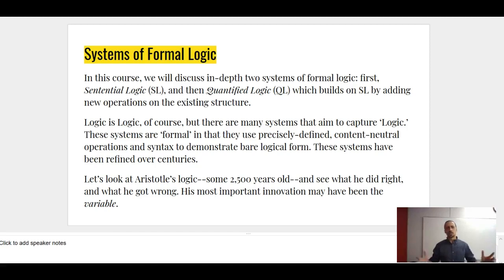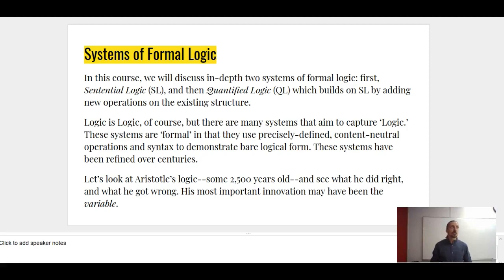Now, logic is Logic, capital L, of course. But there are many systems that aim to capture what we mean by logic. People often use logic in this homogeneous sense, that there's one correct logic, but there are many different systems that attempt to use logic and define it in a content-neutral form with a specific syntax, with specific rules. And these systems have been refined over centuries.